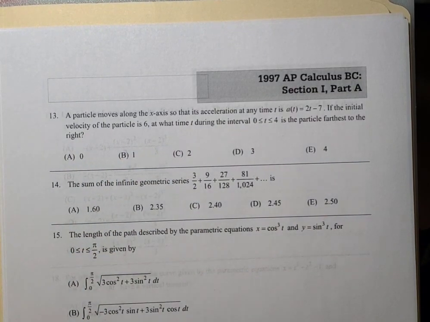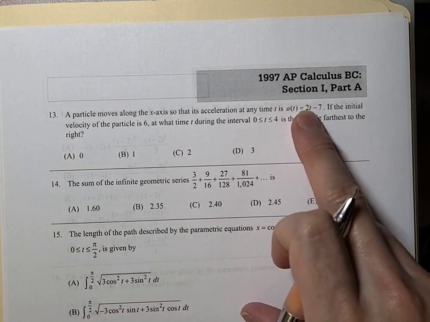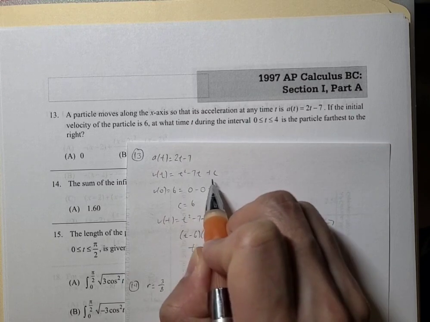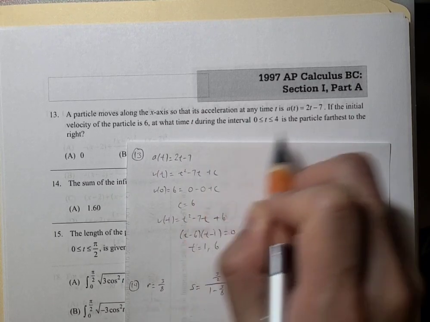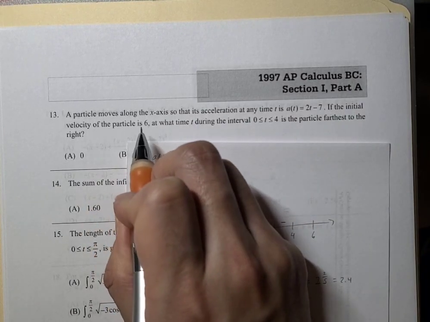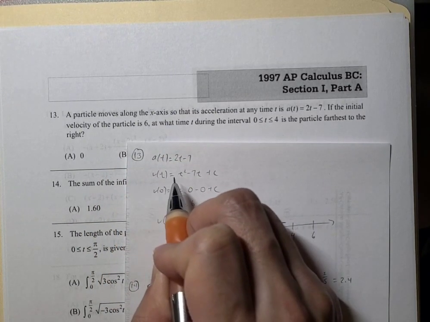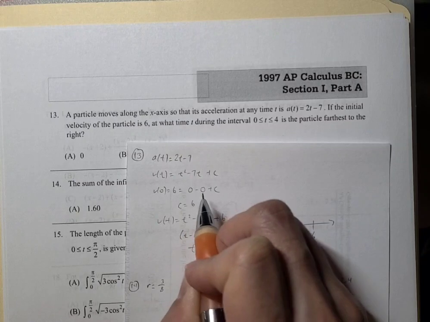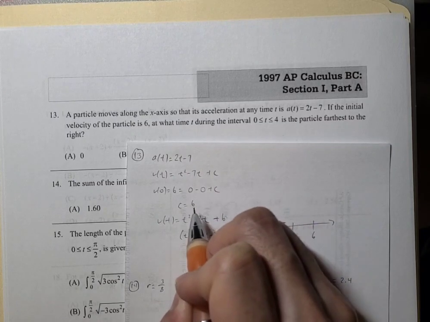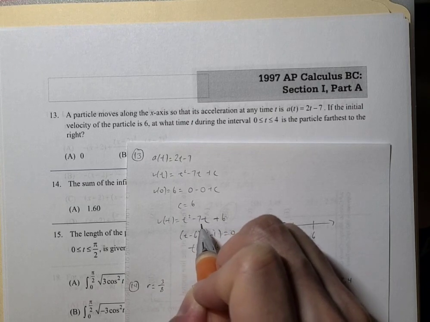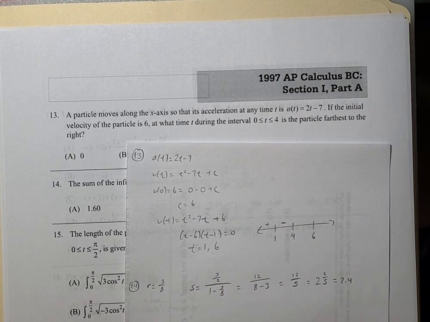Velocity is the integral of acceleration. So we just use the power rule to integrate this. That's just t squared minus 7t plus c, okay? And they give us that initial velocity of the particle is 6. So v of 0 is 6. So we just plug in t as 0 up here. That's just 0 minus 0 plus c, so c is equal to 6. So our particular solution v of t is t squared minus 7t plus 6, okay?